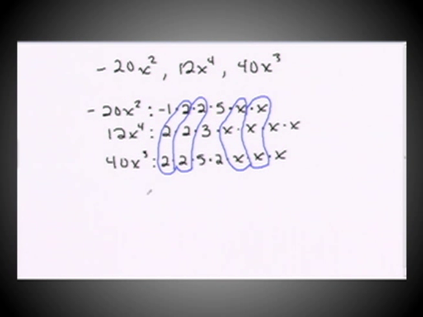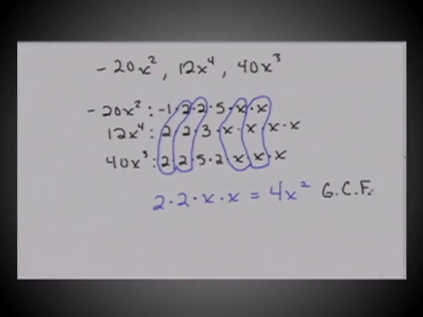So if I pull those factors down, I have 2 times 2 times x times x, which gives us a GCF of 4x squared. So 4x squared is the GCF, or the greatest common factor of all of these monomials.